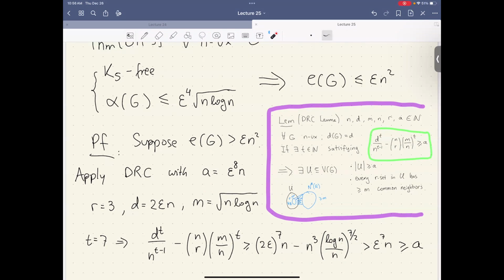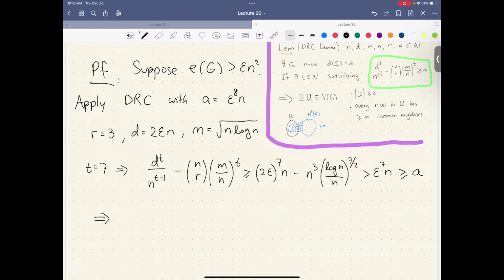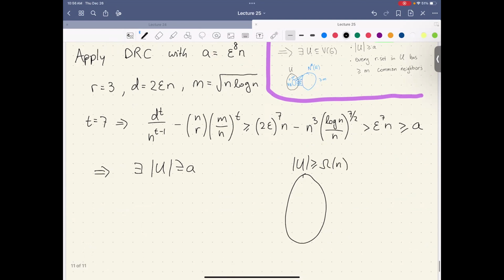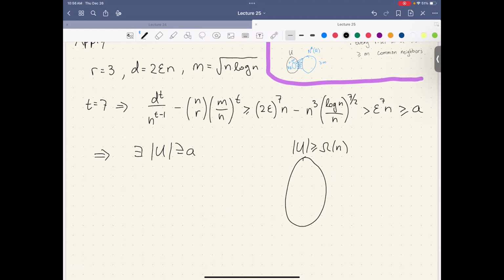Okay. So what do we have? We know by dependent random choice, we can find a set U of size at least A. So there exists a set U of size at least A. Let's draw it. U. What's A? Linear in n, all right? Such that for every triple of it, its common neighborhood is at least M.